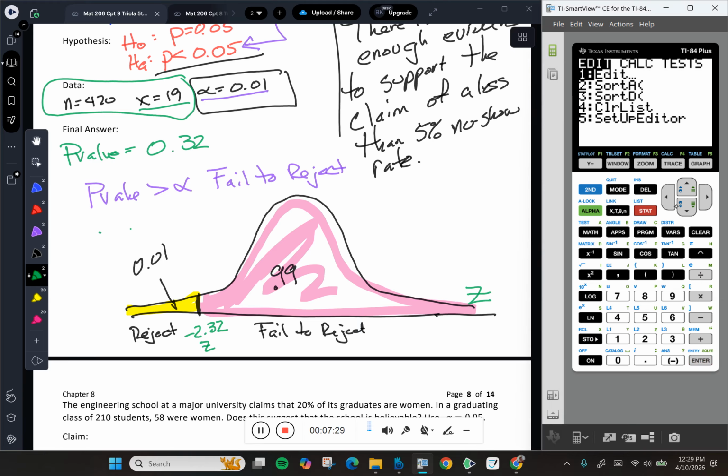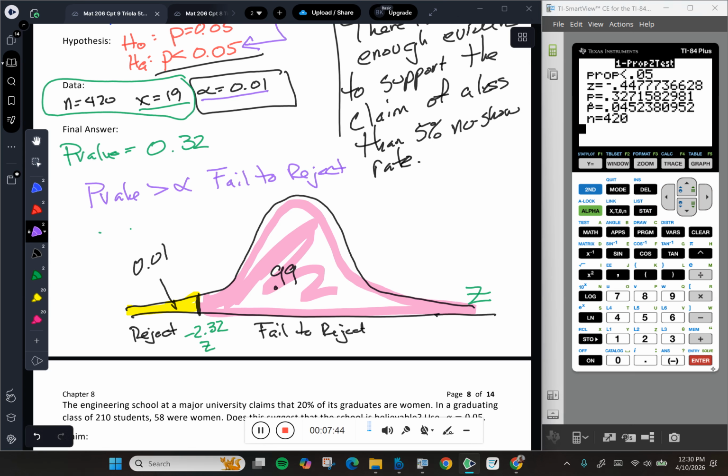So if I go back and I run that test again, numbers aren't changing. Oops, I still want a left tail. Do you see how the z-score is negative 0.44? Which means the data ended up about here at negative 0.44, just left of middle, which clearly puts us in the fail to reject region.